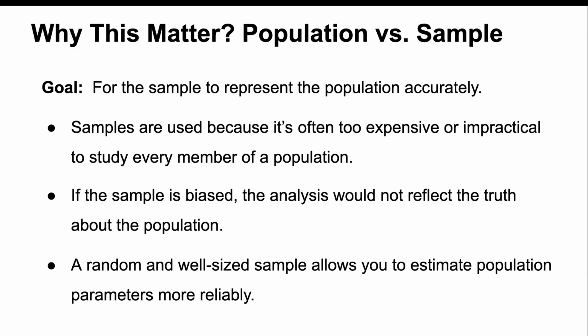Why does it matter? The relationship between your sample and the population is critical for several reasons. First, our goal is for the sample to represent the population accurately. Representativeness: for your statistical conclusion to be valid, your sample must accurately represent the population. If it doesn't, you will end up with a biased result.